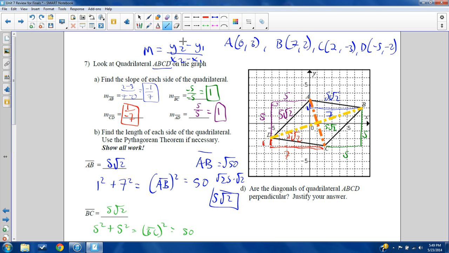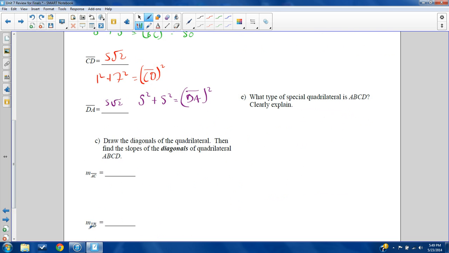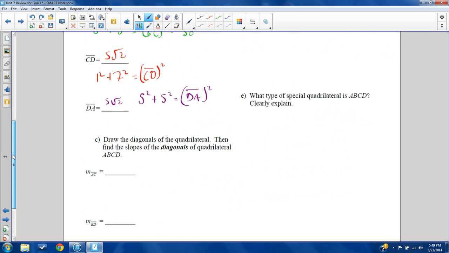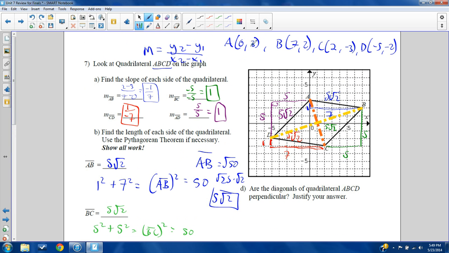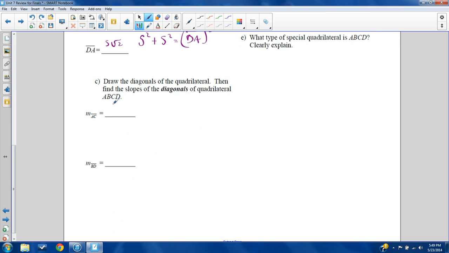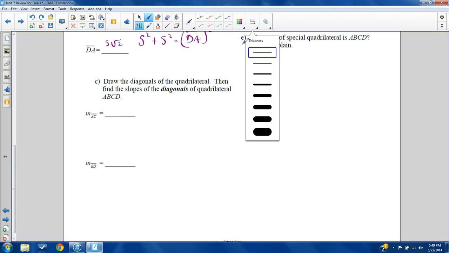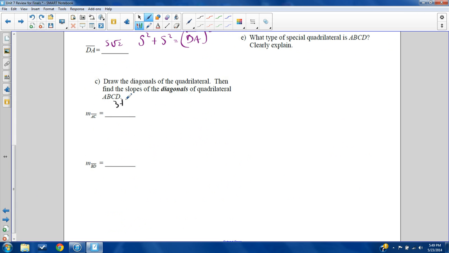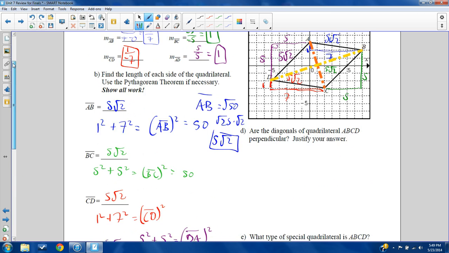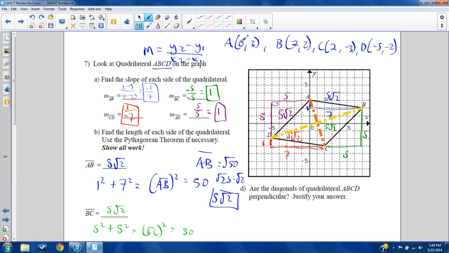Now remember, slope is y2 minus y1 over x2 minus x1. If the numbers get too big, you can start doing that. Just for the sake of practice, let's do that. Let's find the slope of AC. y2 minus y1, 3 minus negative 3, which is 3 plus 3, over x2 minus x1. Let's go 0 minus 2.